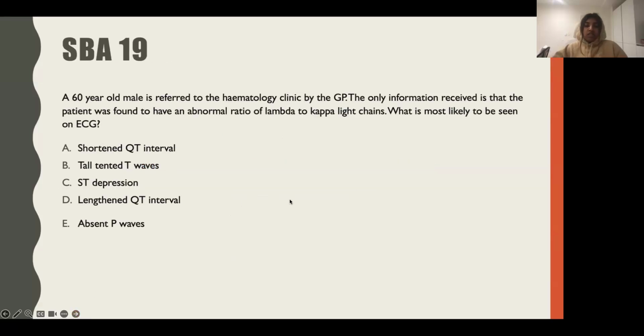Okay. A 6-year-old male is referred to the heme clinic by the GP. The only information received is that the patient was found to have an abnormal ratio of lambda to kappa light chains. What is most likely to be seen on ECG?